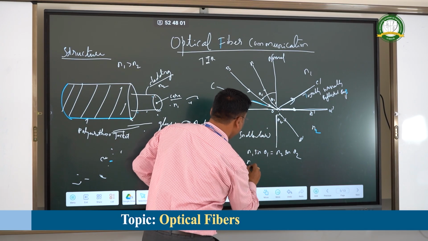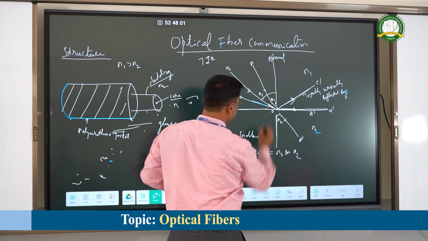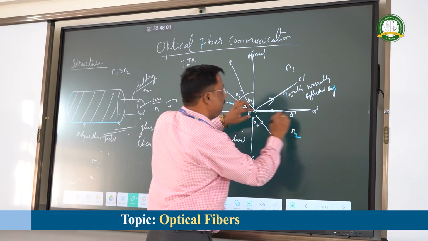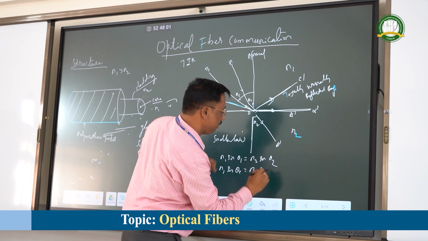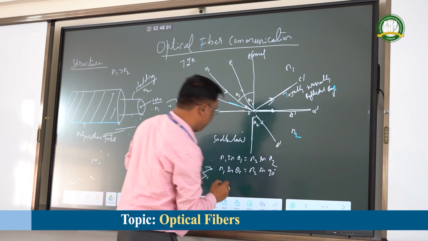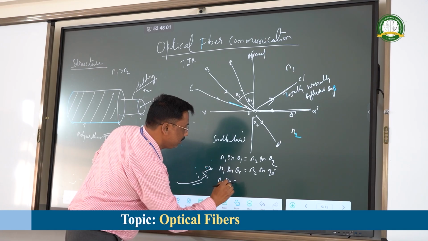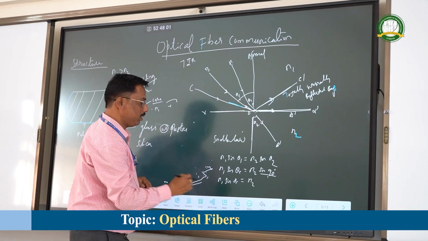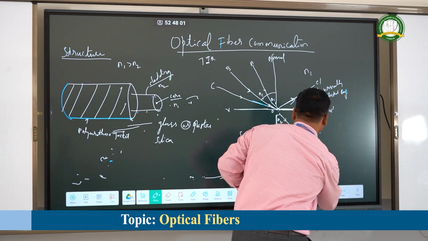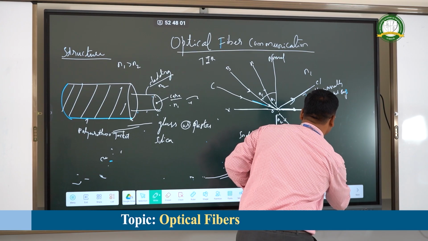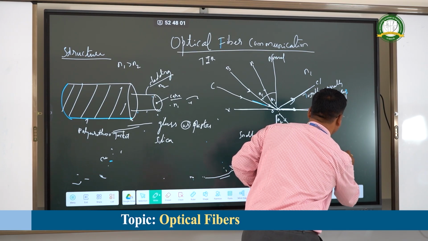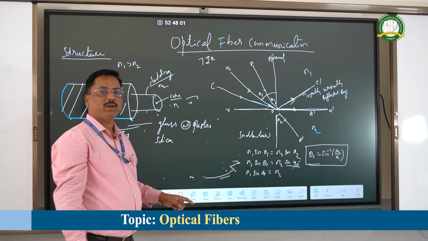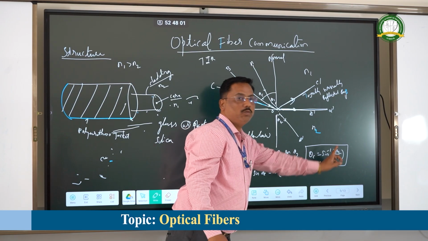Here N1 sine, what is the incident angle here? Theta c we have to take, and N2 sine of the refracted angle, which is 90 degrees. Here N1 sine theta c equals N2, because sine 90 equals 1. Therefore, we can write theta c equals sine inverse of N2 by N1. If you know the refractive index of both core and cladding, we can derive the expression for the critical angle.